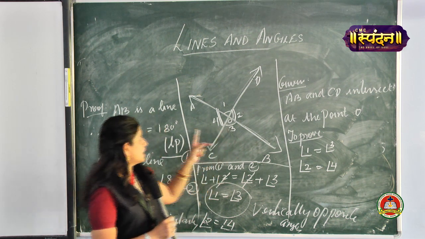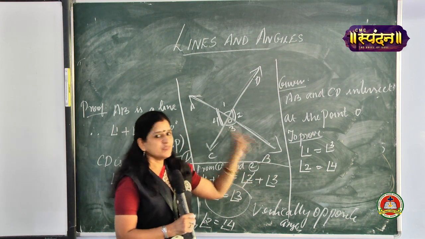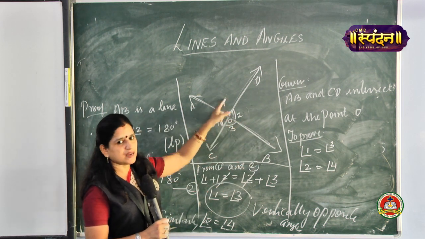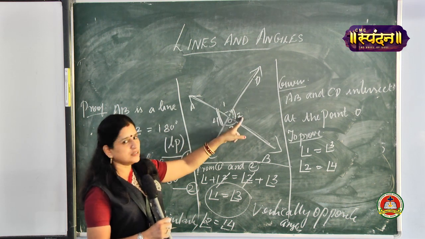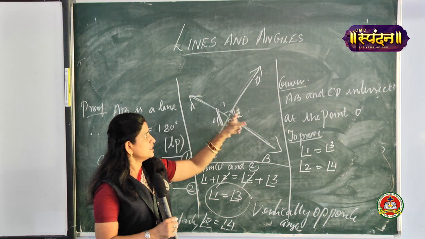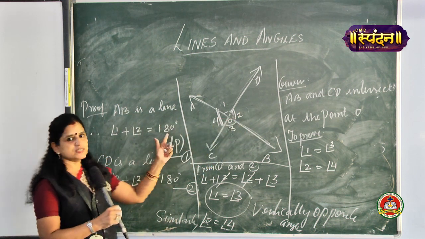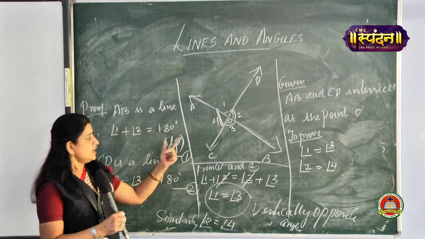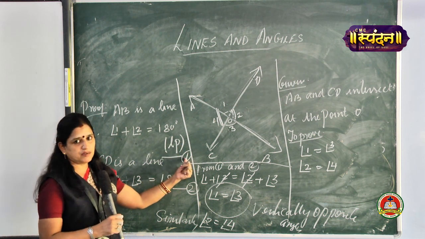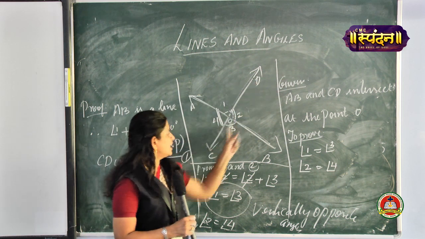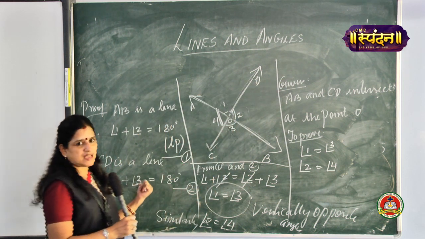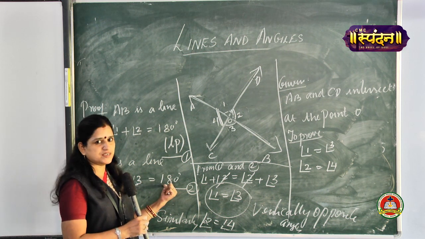For proving this, I am going to take the line AB. If AB is the line, we can observe the linear pair angles over here. Angle 1 and 2 are adjacent and also they are lying on the line. So, we can say angle 1 plus angle 2 is equal to 180 degrees. In brackets, write the reason: linear pair. I name it as equation number 1. Coming to the second line CD, you can observe that angle 2 plus angle 3 is also equal to 180 degrees.